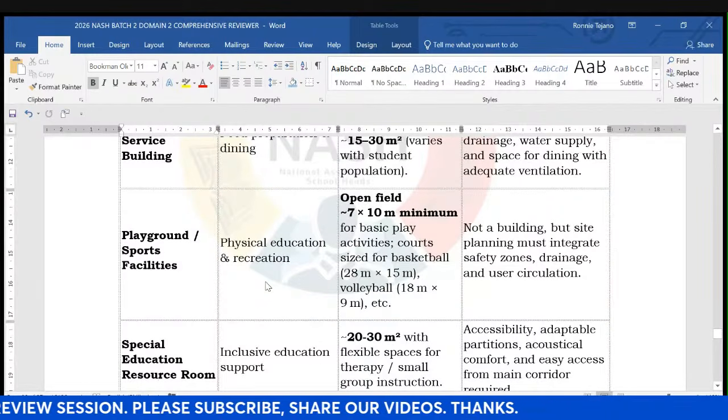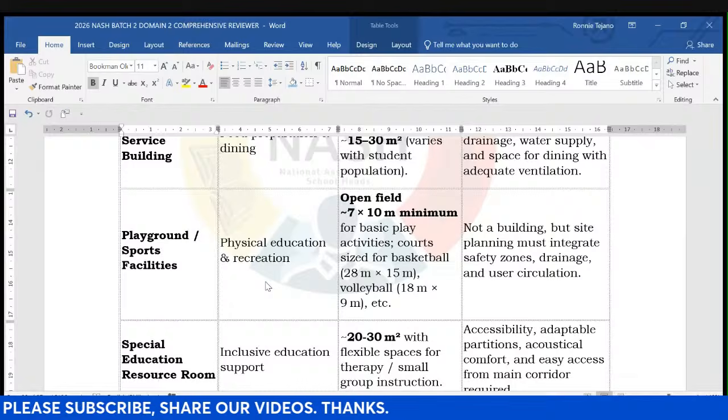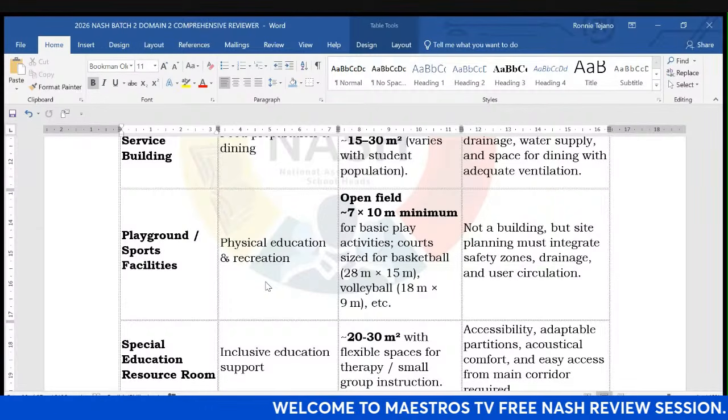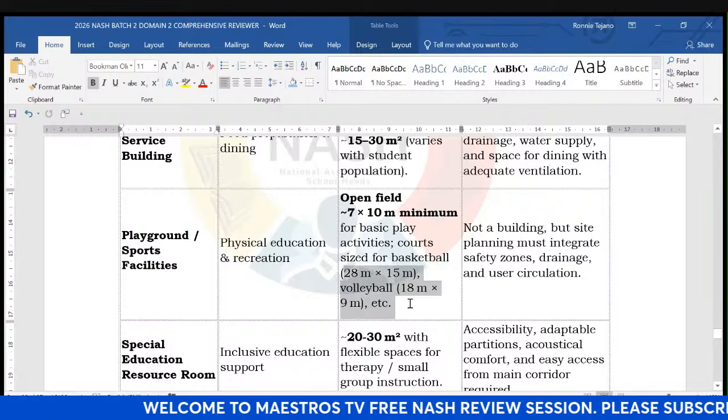Naku, lumabas ito sa test. Paano nyo kaya ma-memorize to? Sa totoo lang. Sabi ng mga sir, lumabas pa pati yung size ng basketball court and the volleyball court. My God, paano nyo to? Bahala na kayo.